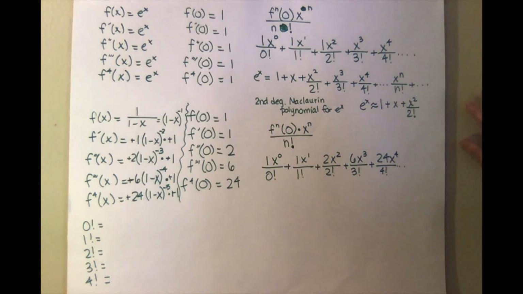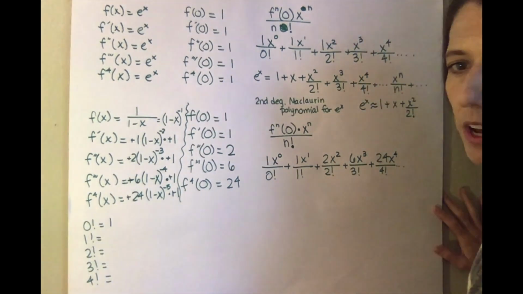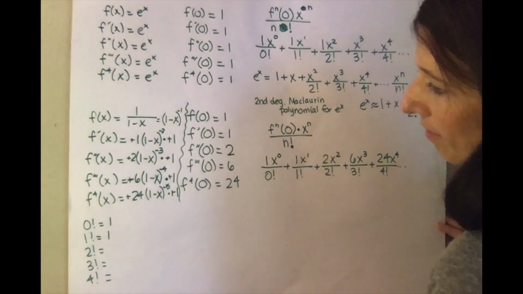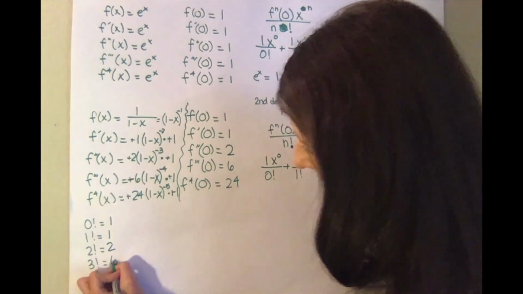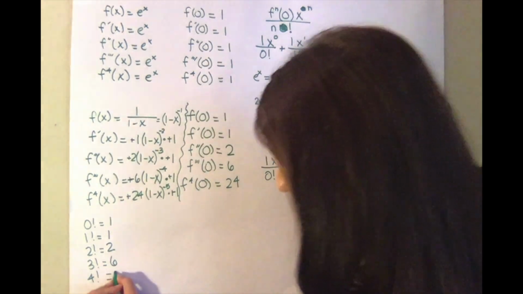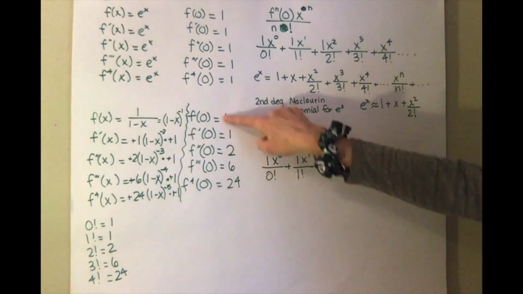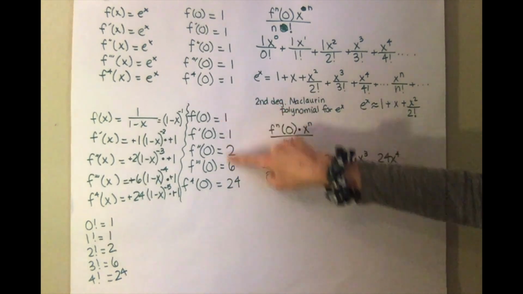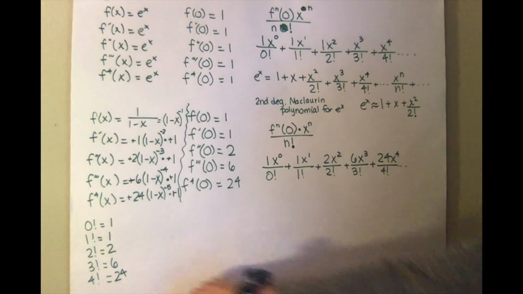Okay, so let's see what we have here. So we know that 0 factorial equals 1, as does 1 factorial. 2 factorial is 2. Multiply by 3, we get 6. Multiply by 4, we get 24. So these coefficients, or these values of our derivatives, are just the same as the factorials.